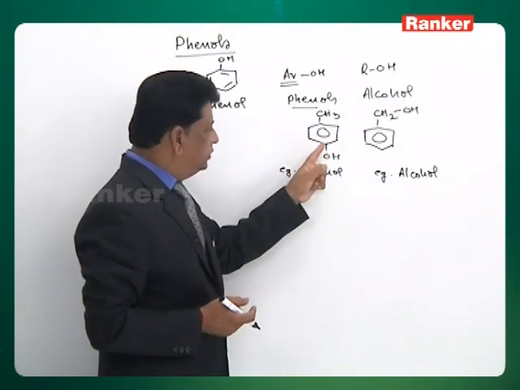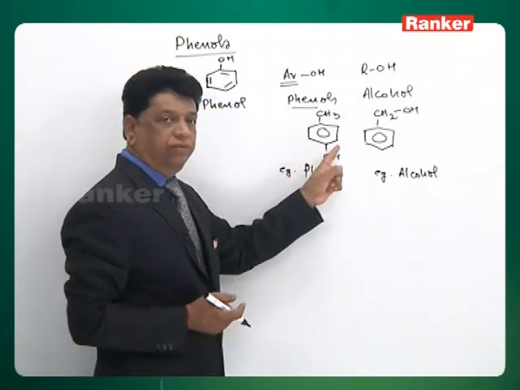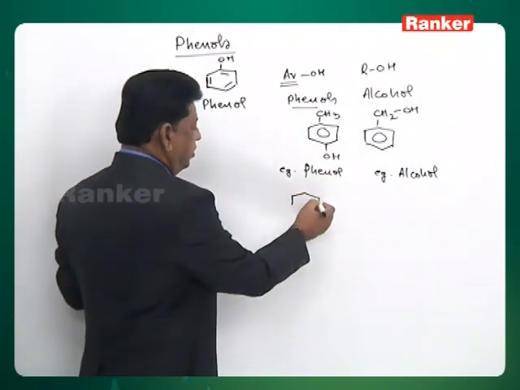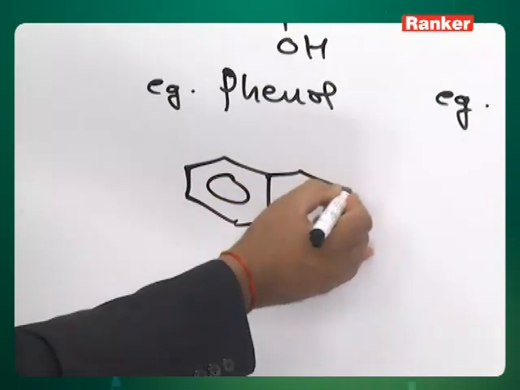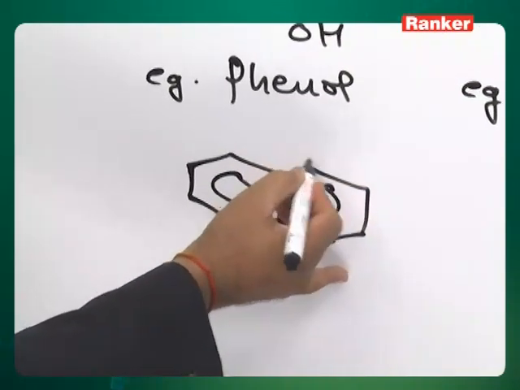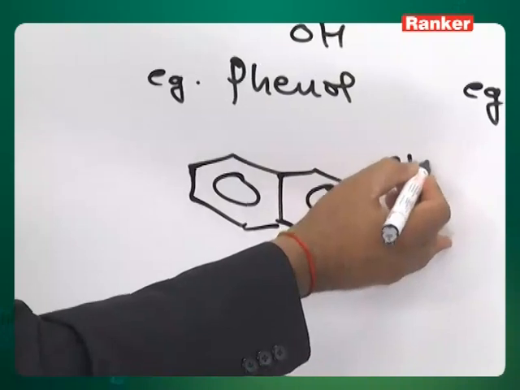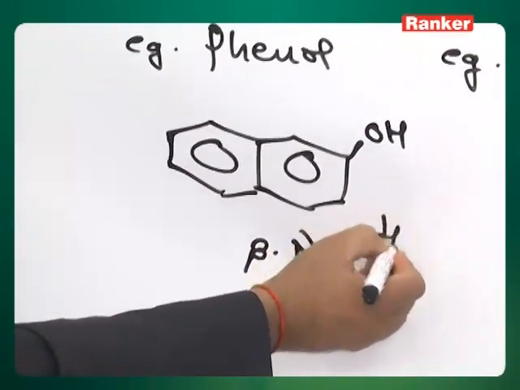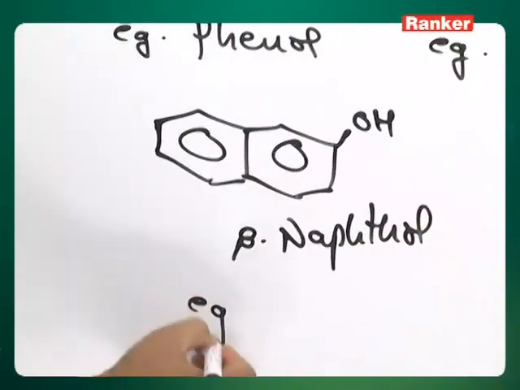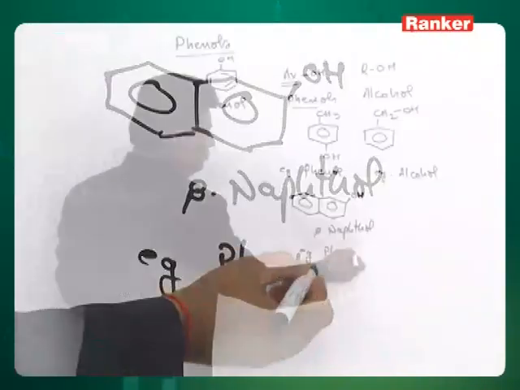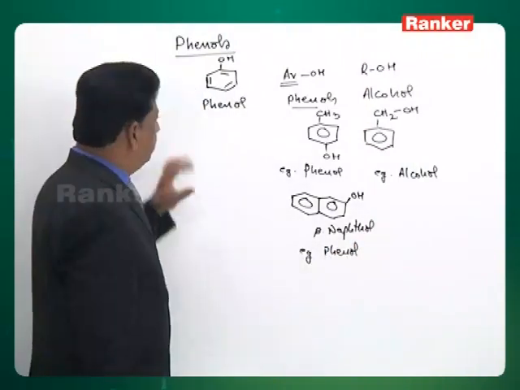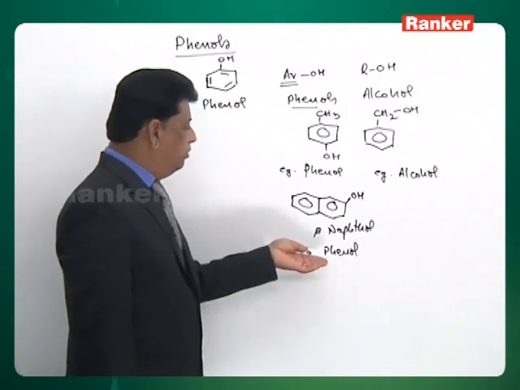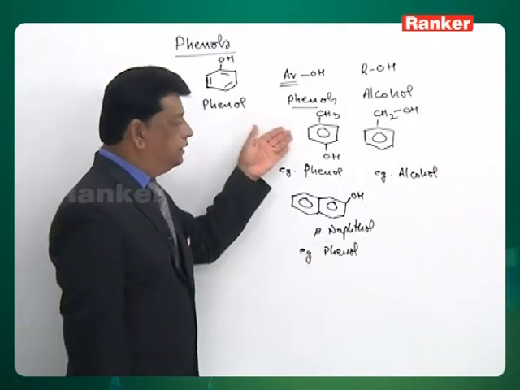If OH is attached directly to the ring of a benzene or naphthalene, naphthol, a naphthalene with OH at the second position, this is called beta naphthol. It is also an example of a phenol. So phenol is a common name for this particular compound. However, when we say it is a phenol, it means this is a type of phenol.